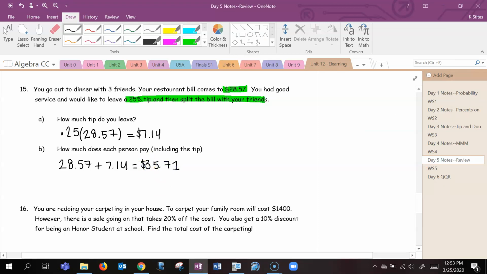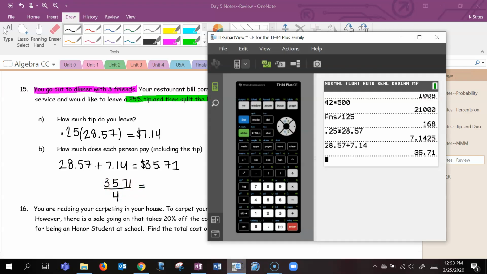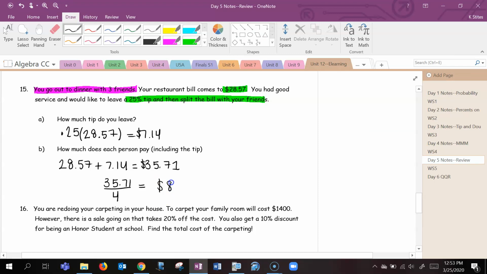However, now we're going to split the bill, right? So how much does each person pay? Well, you're out to dinner with 3 friends, so it's you and 3 friends. That's 4 people altogether, so that's what we'll divide by. Sorry, 3571 divided by 4. And that's about $8.93 a person. Okay, so that's how much each person will pay.